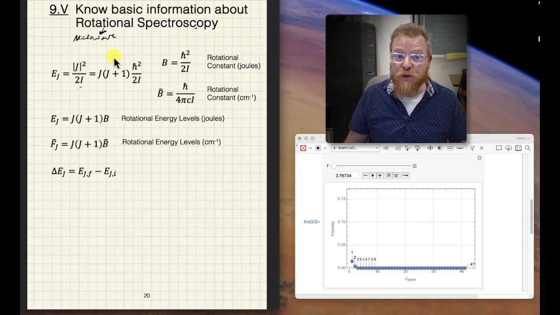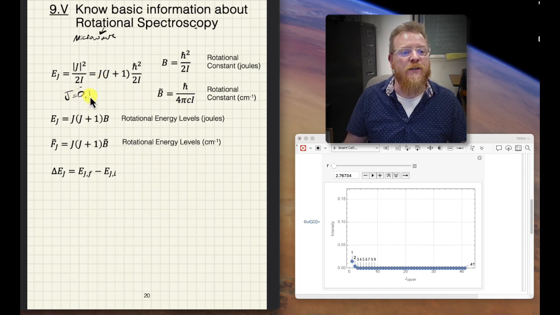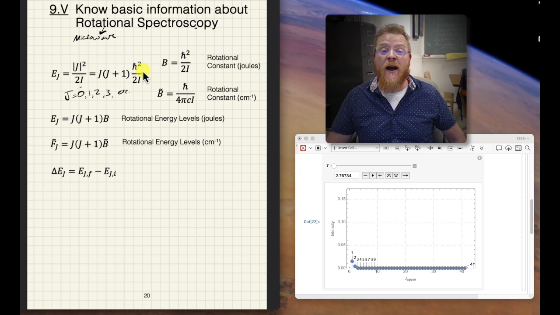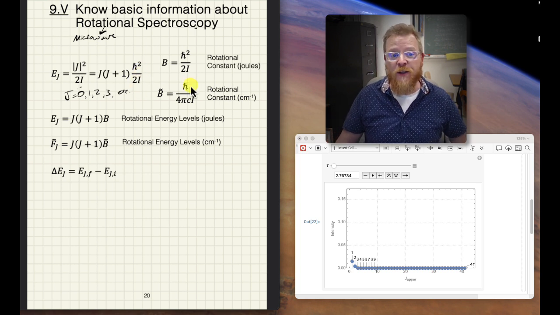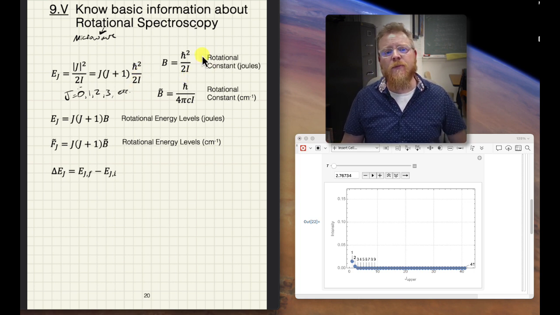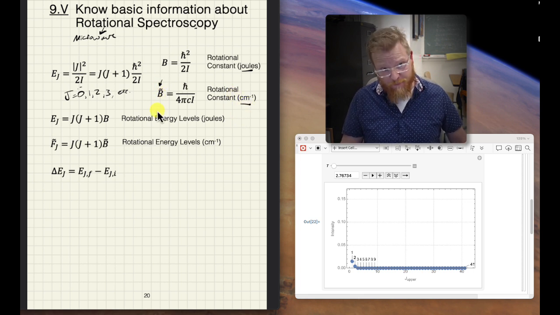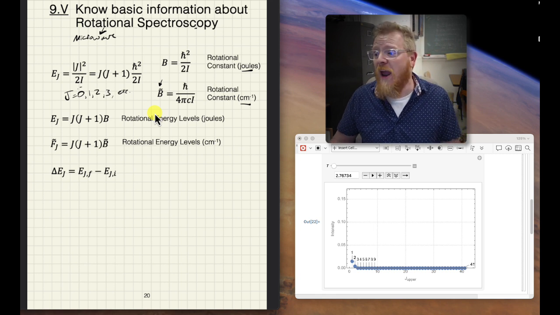We have our solution from the rigid rotor model, where recall J is our rotational quantum number, 0, 1, 2, 3, etc. And now we can make this equation just a little bit easier to write by noting that h bar squared divided by 2 times I will be unique for a given molecule based on its moment of inertia. So we call that the rotational constant. We can have that in units of joules or in units of wave number. Recall when we use the little tilde, that means things are in wave number.